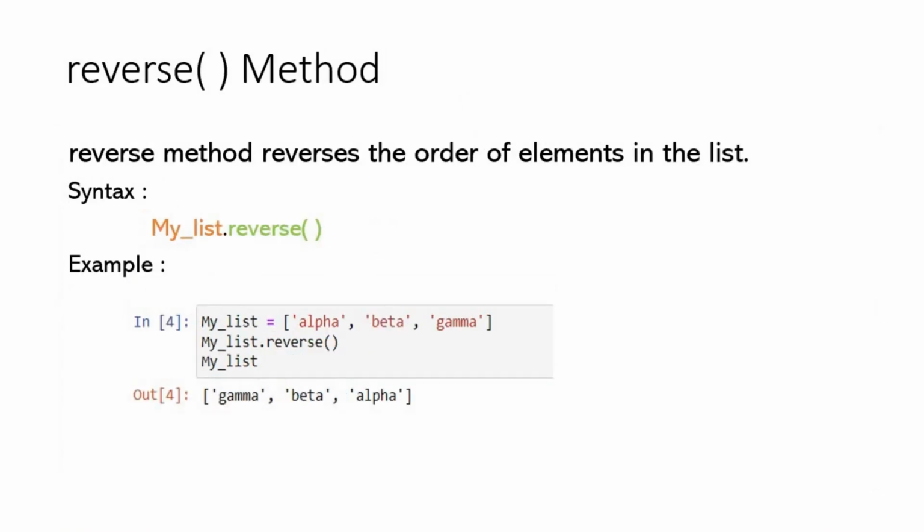Now another method which we want to discuss is the reverse method. Suppose we want to reverse our list. For example, here you can see that my list includes 3 different characters, namely alpha, beta and gamma. Now we want to reverse our list such that the last element becomes the first element and the first element becomes the last element. Then we can do this by using the reverse method.